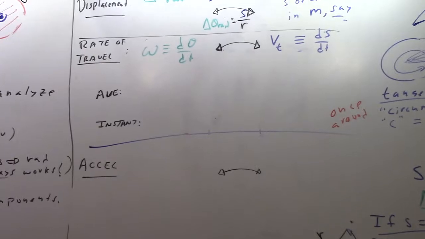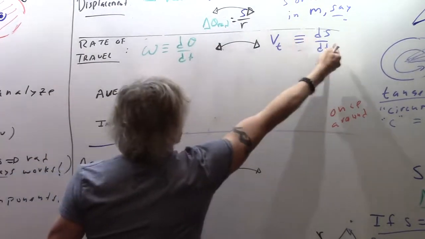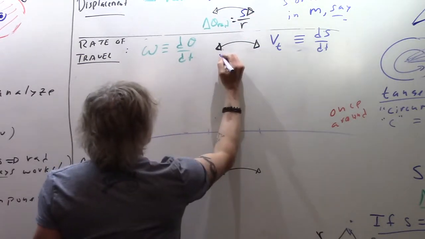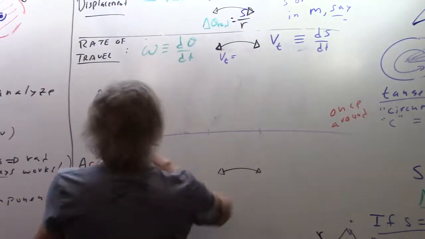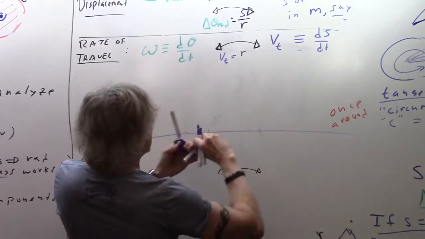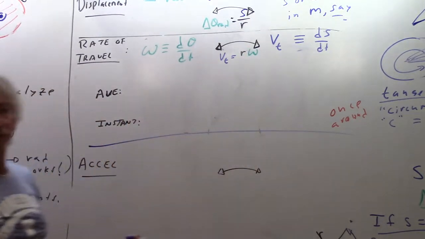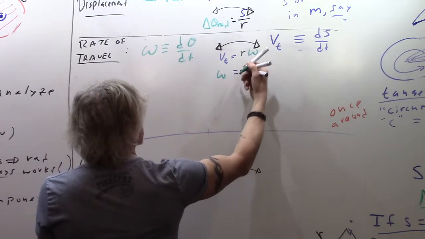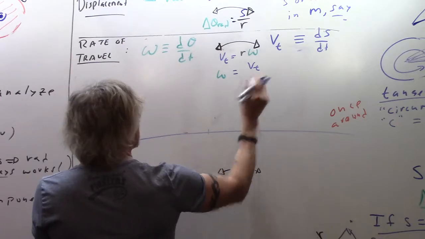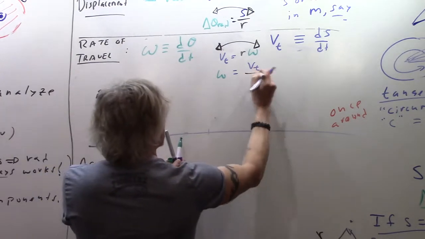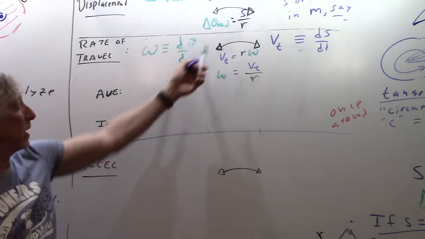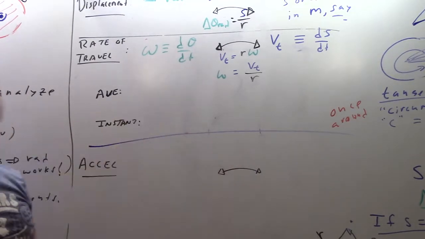How do I get between them? The same way I get between theta and s. That's why we did all that. It's the R factor. So that means that Vt is equal to R omega, or omega is equal to Vt over R. And again, we can use average, delta theta over delta t, or an instant like this.